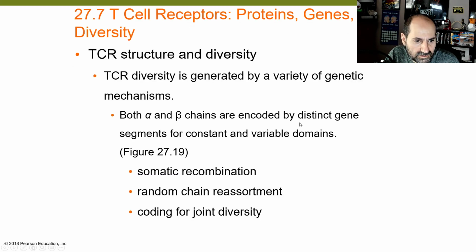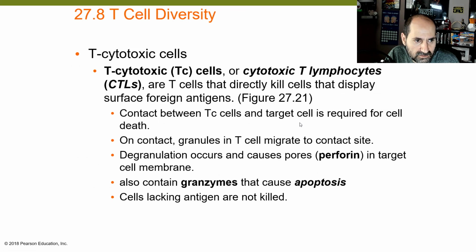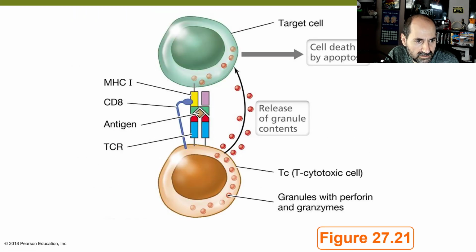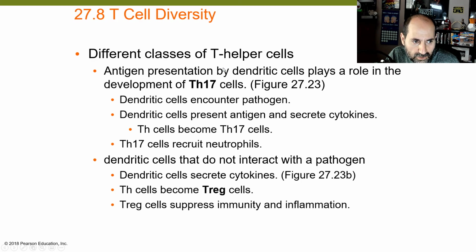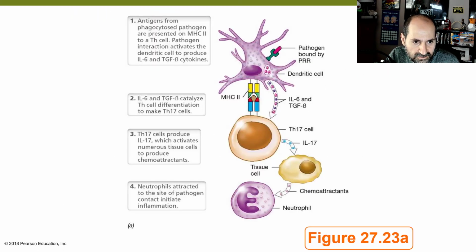Okay, what else did we want to know? Yeah, again, know how the cytotoxic T cells work. Remember, a nucleated cell will present antigen on MHC1. If it's a self-antigen, the cytotoxic T cell will do nothing and scoot by. If it's a foreign antigen, the cytotoxic T cell will become activated and release granzymes and perforin to kill the target cell. You don't need to know the difference between helper T cell 1, helper T cell 2, helper T cell 17, or Treg cells.